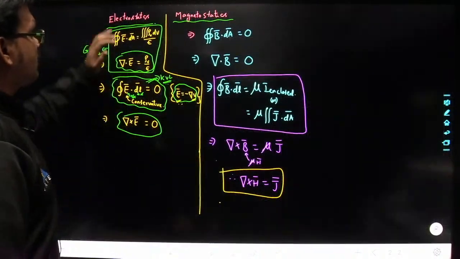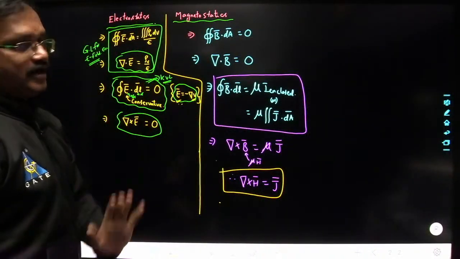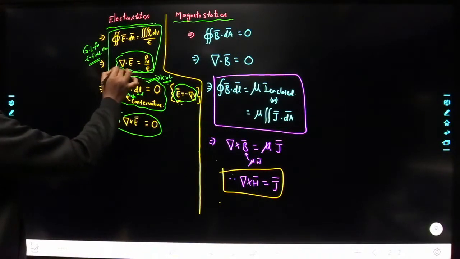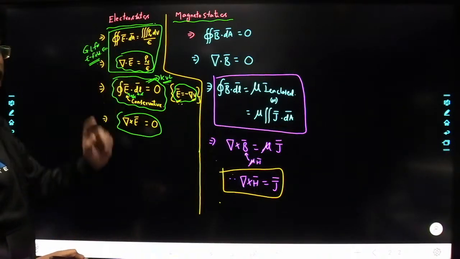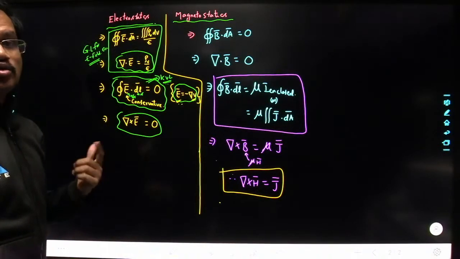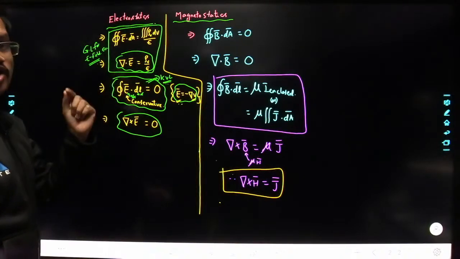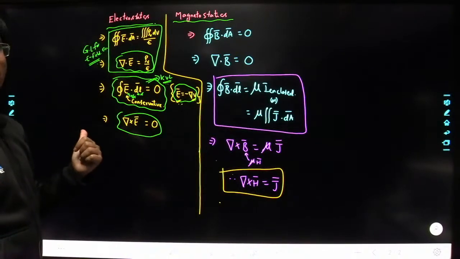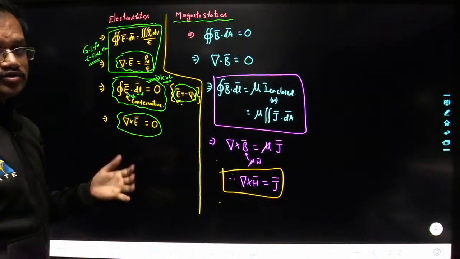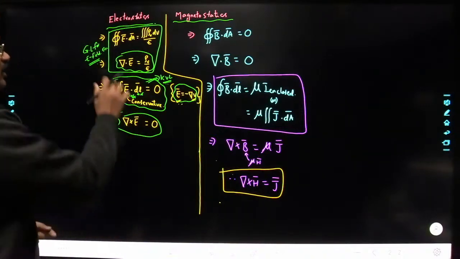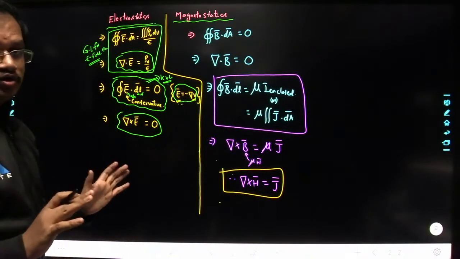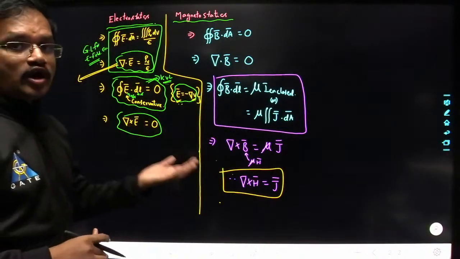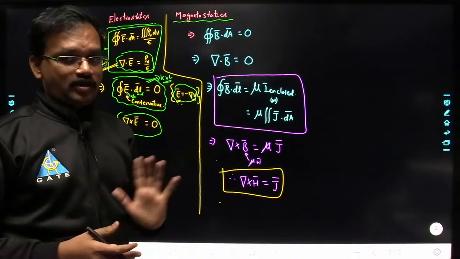These are the conclusions we have drawn in electrostatics and magnetostatics. Now see here, the divergence of electric field is equal to rho v by epsilon. If I consider a charge free region, only in that case rho v will become equal to 0. So if I consider a charged region, then divergence of E bar is not equal to 0. So here we cannot say whether the electric field is solenoidal or non-solenoidal. We cannot say.